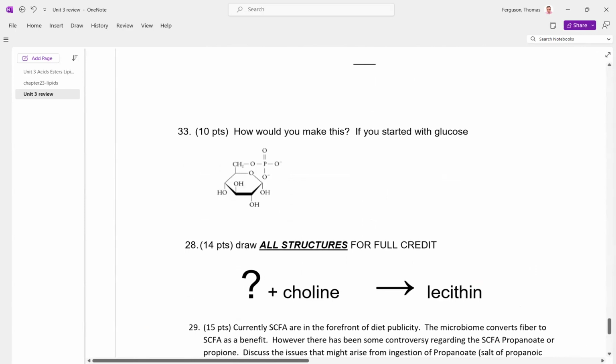How would you make this if you started with glucose? Well, that's a phosphoric acid ester. So the acid is going to be phosphoric acid.